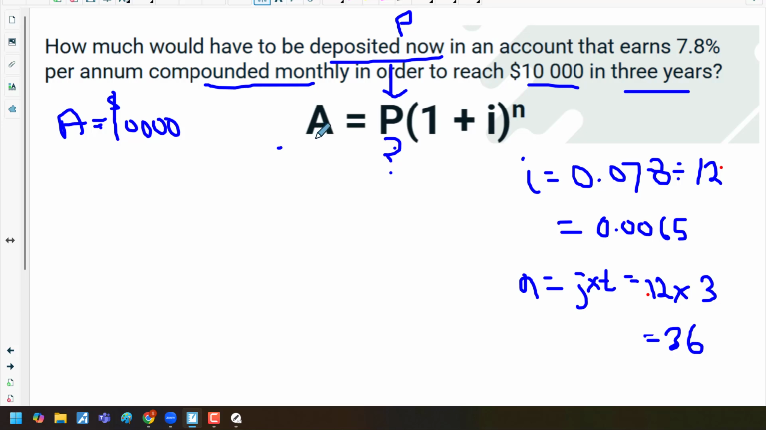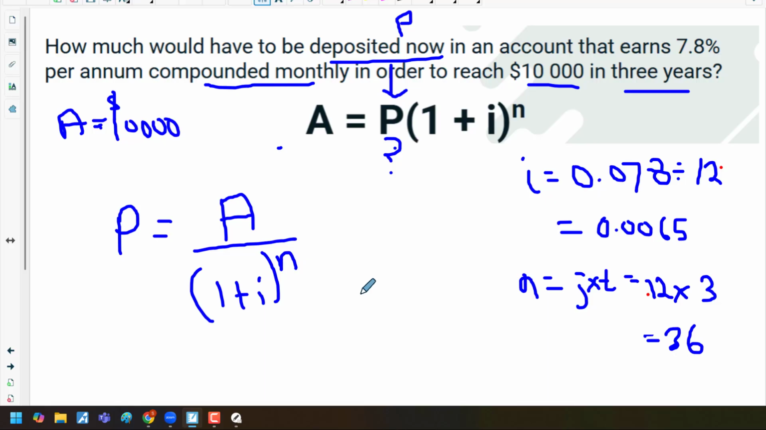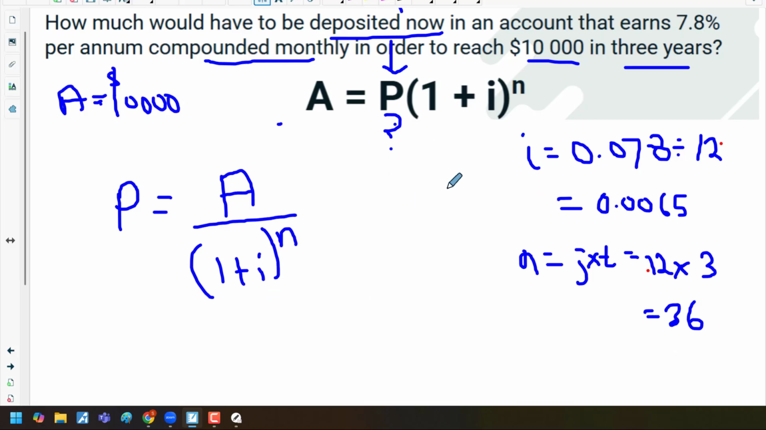Form to solve for a. And the way to do that is to write it as P is equal to A divided by (1 plus i) to the power of n. That's it. You're just going to take this and bring it over to the other side. It's just going to be the denominator.